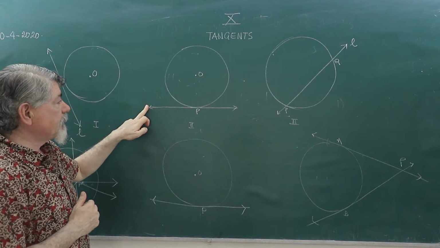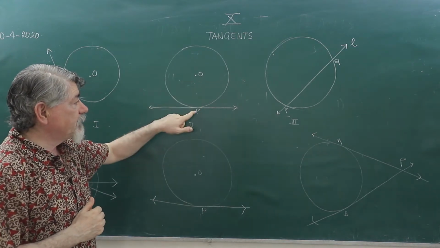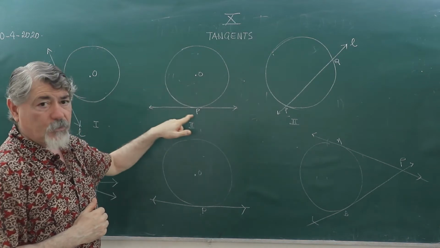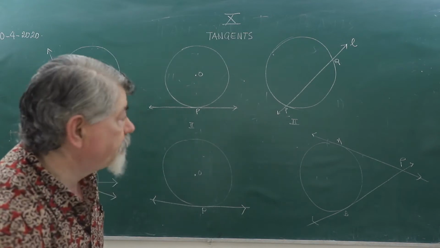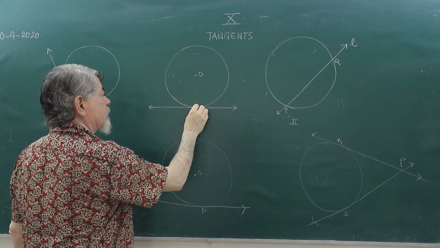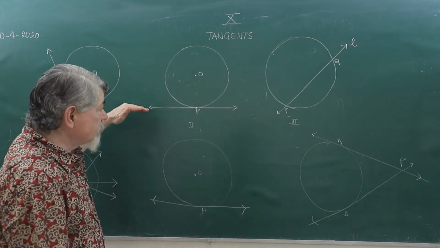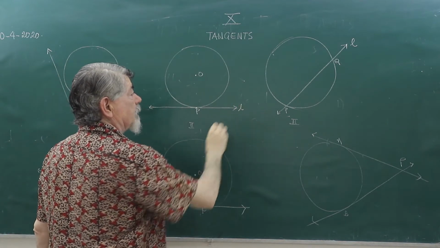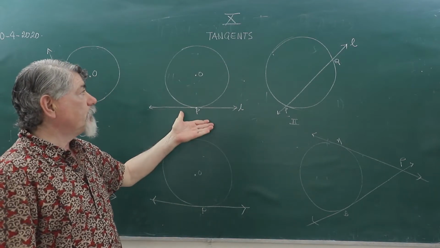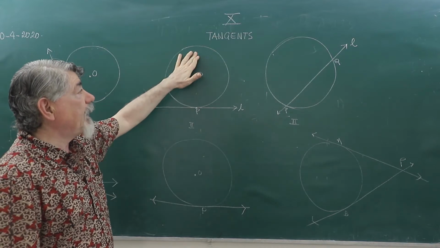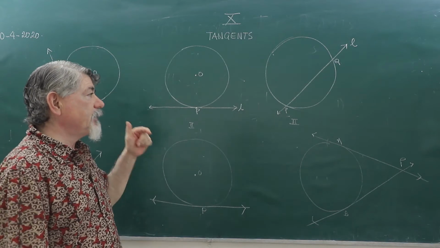In the second case, I have a straight line L which is touching the circle with center O at only one point P. There is only one point P at which this straight line is touching the circle. This kind of a straight line is called a tangent. A tangent always touches the circle only at one point. It doesn't cut, it touches.